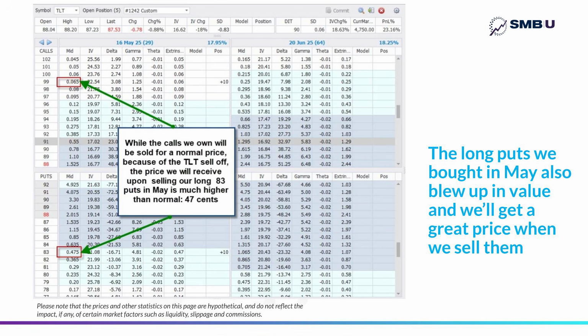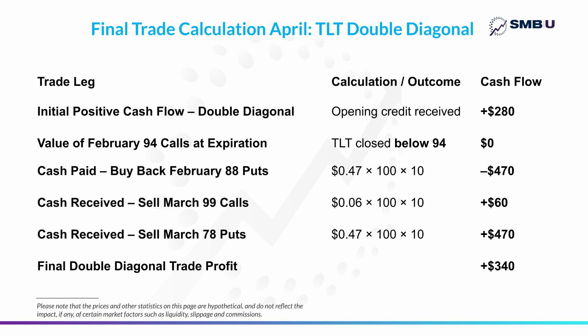So let's now analyze the result of the trade. And as you can see, it's different than the prior two times for two reasons. You see, while the call expired worthless as usual, the puts cost us $470 to close. And while the long calls were still worth $60 when we sold them, the long puts had blown up in value and are now worth $470.